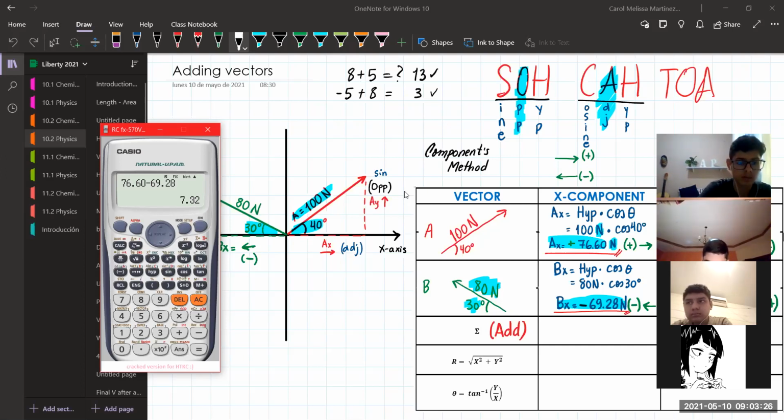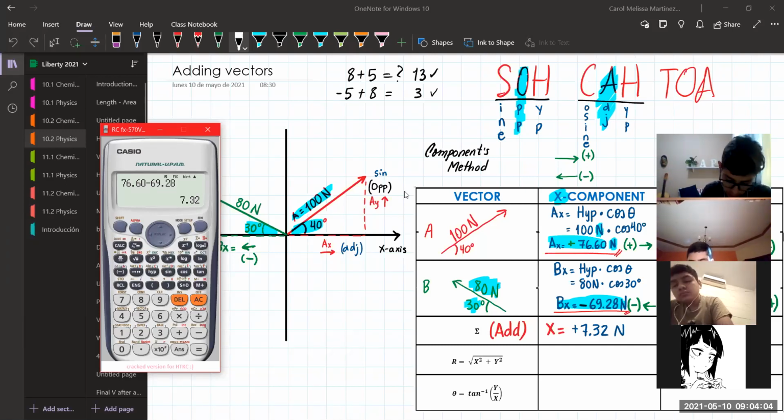Take a look. Because this column is the x component, here you're going to put that this is the result for x, and it is positive 7.32 Newton. Now for y, you're going to be doing the same. You're going to add vertically 64.28 plus 40, and this is going to give you 104.28 Newton. As you can see, it is positive.